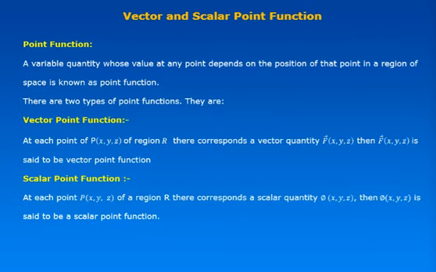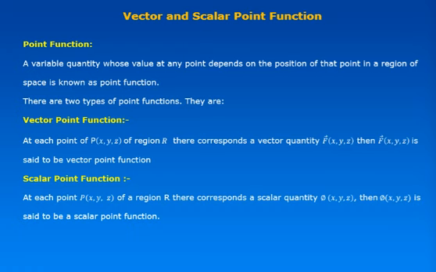Vector and scalar point function. Point function: a variable quantity whose value at any point depends upon the position of that point in a region of space is known as a point function. There are two types of point functions, known as vector point function and scalar point function.